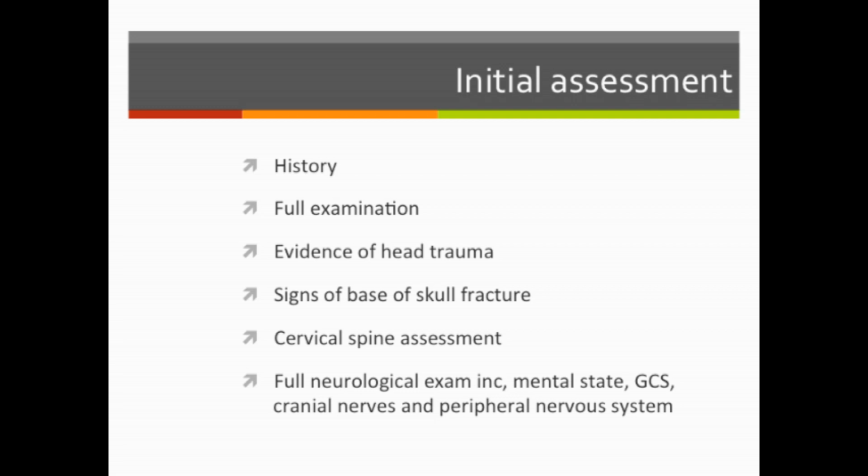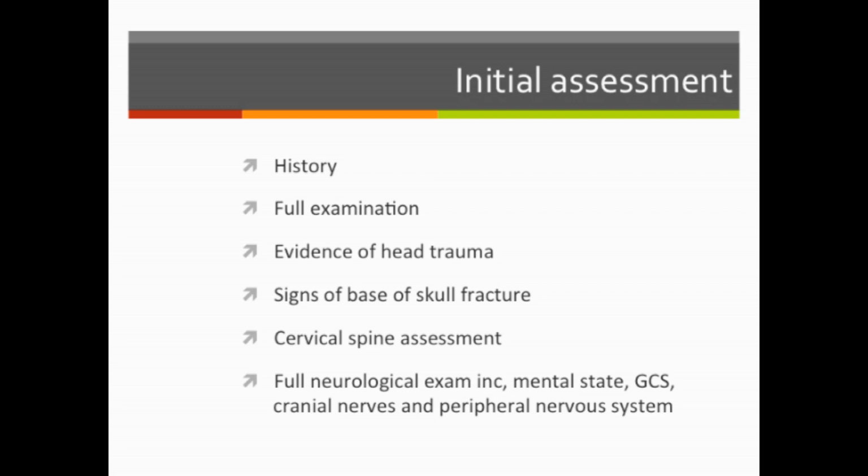It's really important that patients presenting with head injury do have a full neurological exam, and a full neurological exam includes an examination of their mental state, their Glasgow Coma Score, and that Glasgow Coma Score should be recorded with the score broken down into the three components of the Glasgow Coma Score, so eyes, motor, and verbal. There should be an examination of the cranial nerves and also the peripheral nervous system, and that should be clearly documented in the notes.